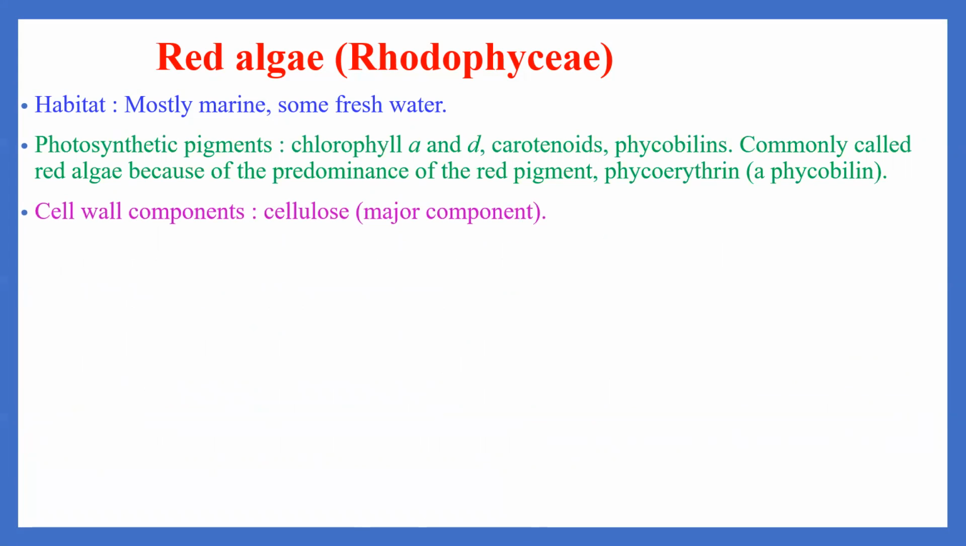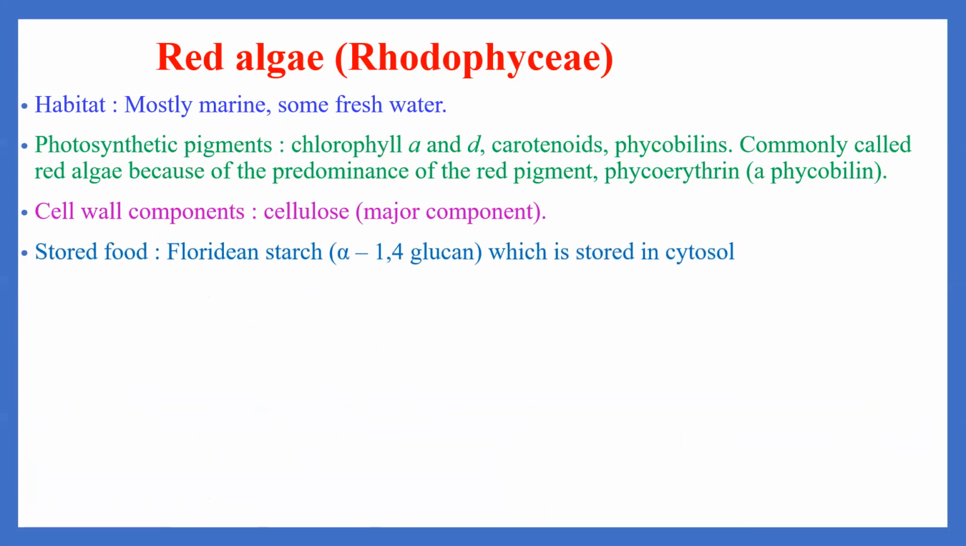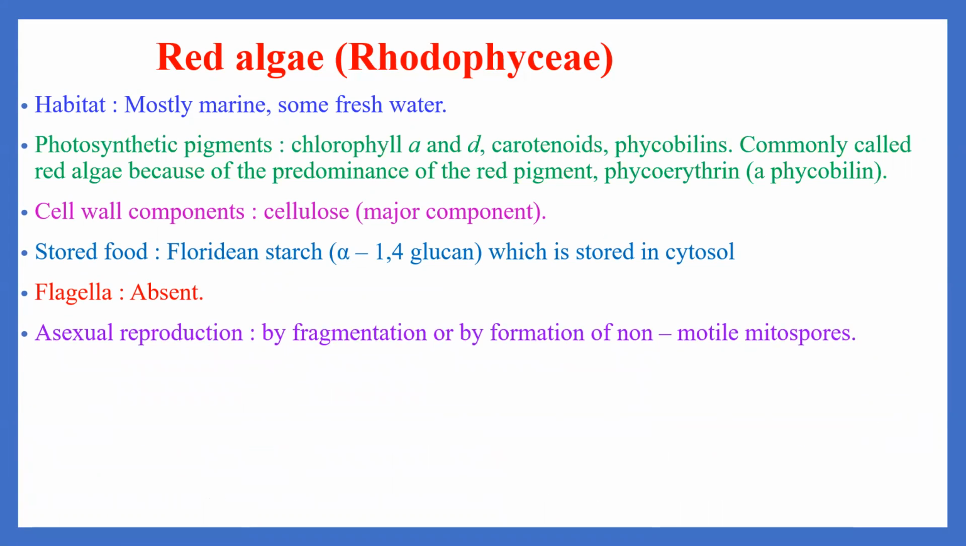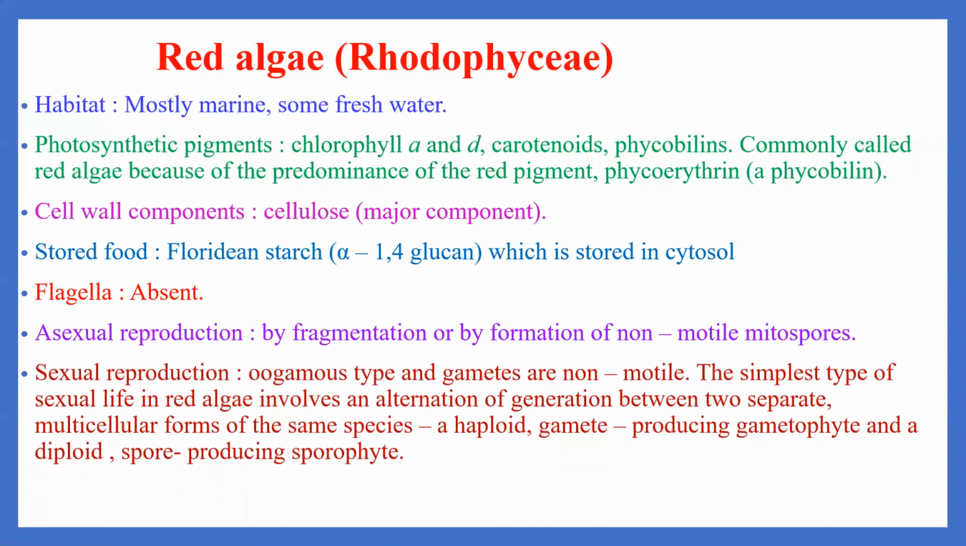The cell wall component is mainly cellulose. Stored food is Floridean starch, which is stored in cytosol. Flagella are absent. Asexual reproduction occurs by fragmentation or by formation of non-motile mitospores. Sexual reproduction is through oogamous type of gametes, which are non-motile.